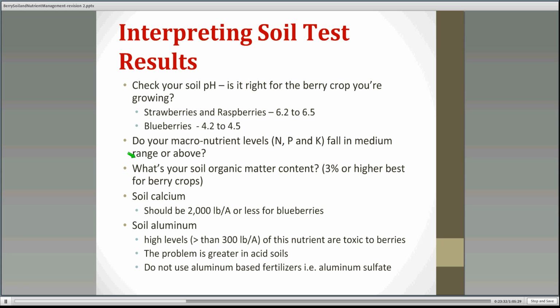The calcium levels are very important for blueberry production. And the recommendation, when you're looking at Cornell soil test results through Agro-One, is that calcium be below 2,000 pounds per acre. And aluminum can be toxic at higher levels. So if you see a reading of 300 pounds of aluminum in your sample per acre, then this is a situation that you're going to have to correct very quickly. And that can occur more, and will occur more, under acid soils. And definitely there's a recommendation not to use any kind of aluminum-based fertilizers.